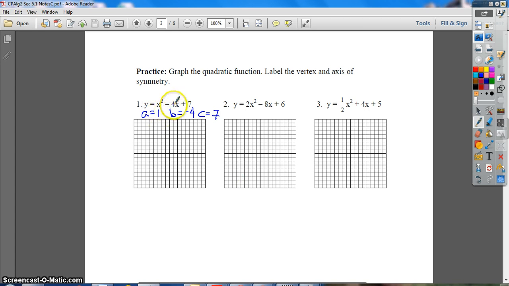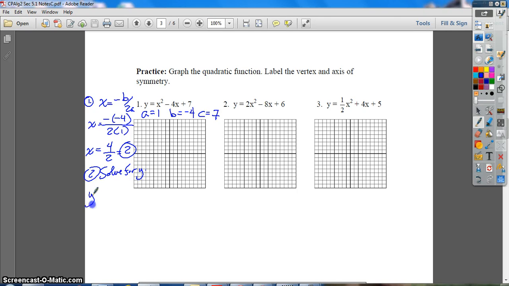So a is 1, b is -4, c is 7. First order of business after that is to solve for x using that formula that we just starred. So we have x equals -(-4) over 2 times 1. So basically we have positive 4 over 2. Your x value is 2. Plug that back into this equation. We are going to solve for y.